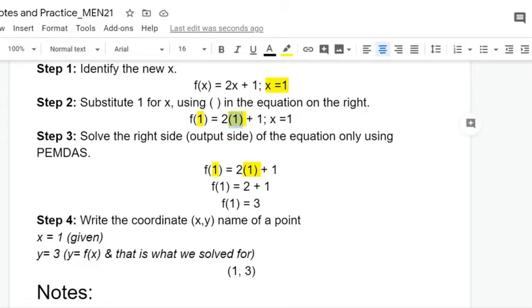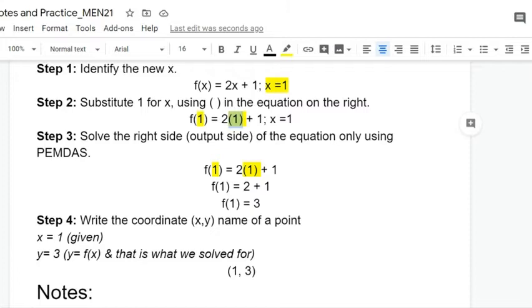Otherwise it looks like a 21, and that's crazy and also wrong, because then 21 plus 1 is 22. That's not the same thing as 2 times 1, which is 2, plus 1, which equals 3. Two very, very different solutions. So step 3 is for the right side only. So only the output, we're going to solve it. So 2 times 1 is 2, plus 1 equals 3. So f of 1 equals 3.